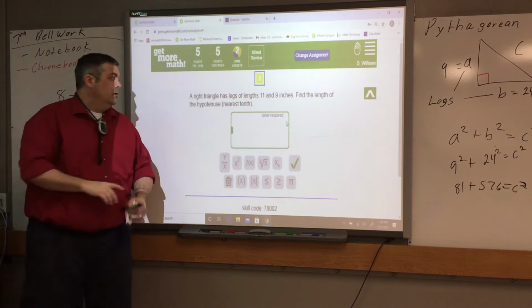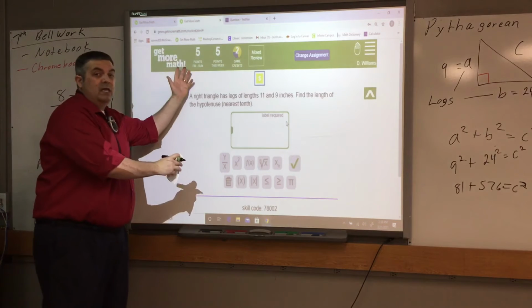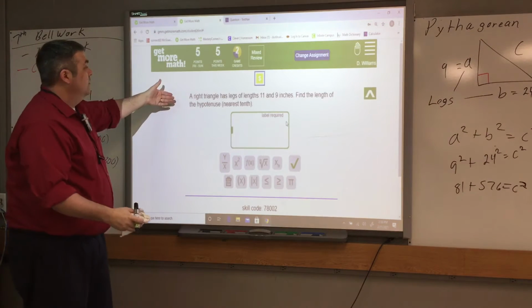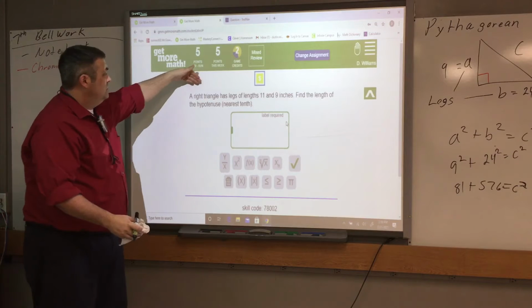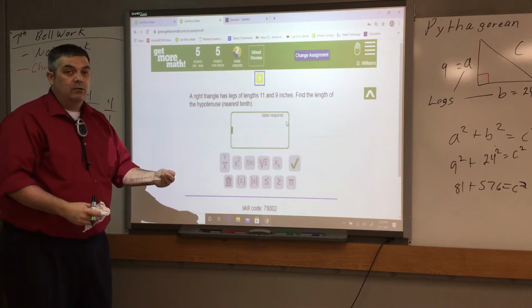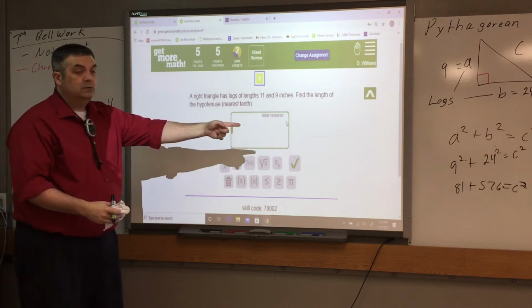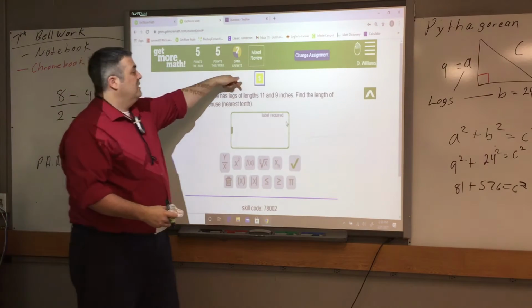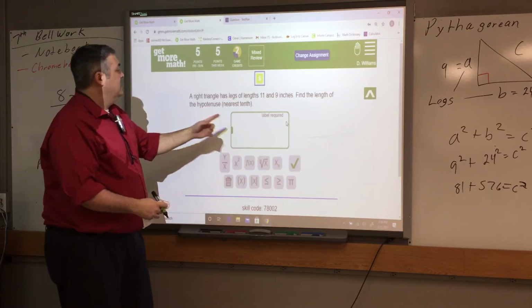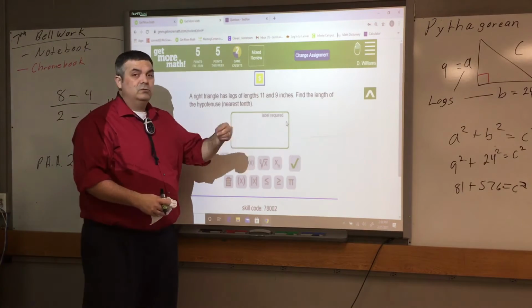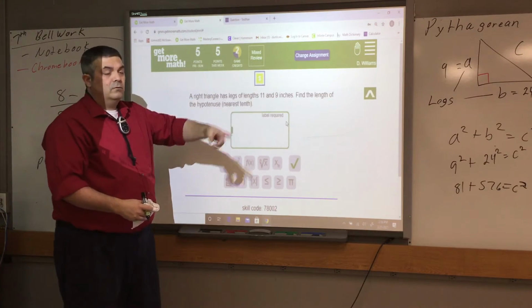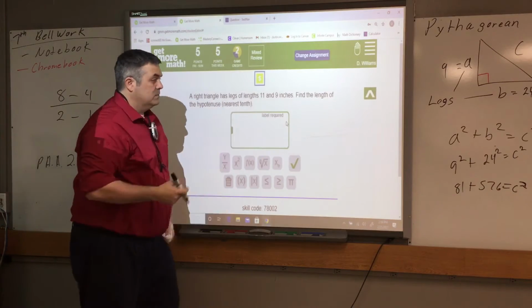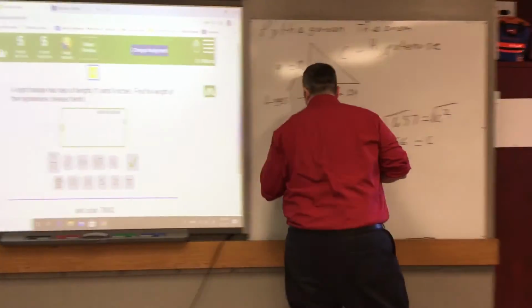All right. So now look. So that one they gave us the triangle. Here they give us some words. A right triangle, so they tell you it's a right triangle. When they tell you it's a right triangle, we can use the Pythagorean Theorem to find the missing side. A right triangle has a length of 11 and 9 inches. Find the length of the hypotenuse. So again, they're using this to find the hypotenuse. So you substitute those in. It's the same thing. Same thing.